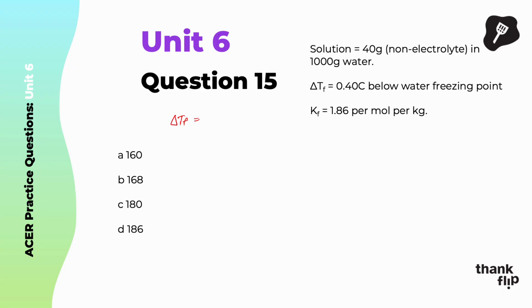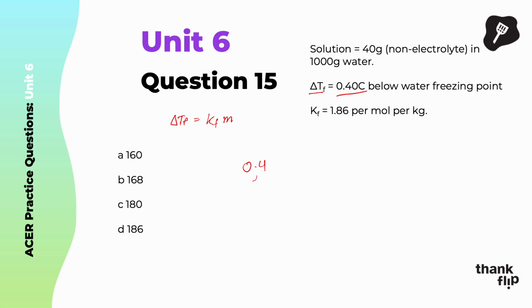So we have the decrease in the freezing point is equal to the molal freezing point depression constant multiplied by the number of moles. Okay, so we're given quite a lot of information here. So we're given our decrease in freezing point is 0.4 degrees Celsius. So I'm going to plug that in here, 0.4.